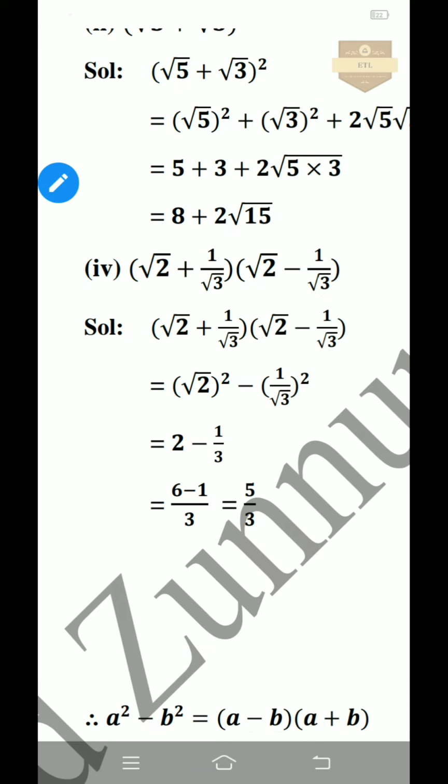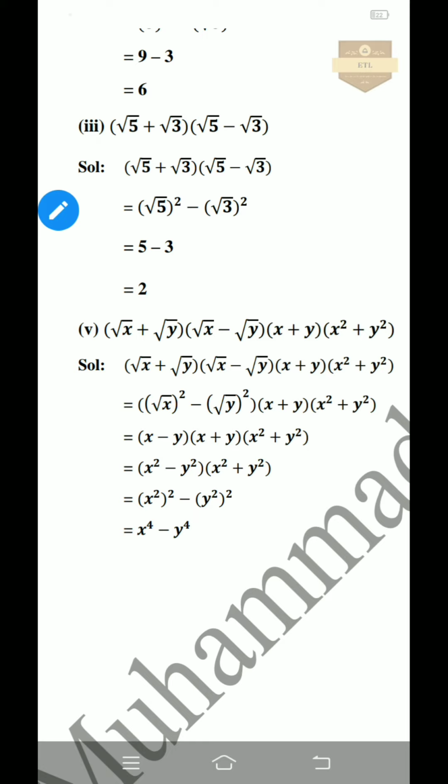Similarly, in part 4, we have to apply the formula of a square minus b square. So we can write it as under root 2 whole square minus 1 over under root 3 whole square. So this power will be cancelled with under root, and we have 2 minus 1 over 3. Now taking LCM, which is 3, and 3 into 2, 6 minus 1 over 3. So it is equal to 5 over 3, which is our answer.